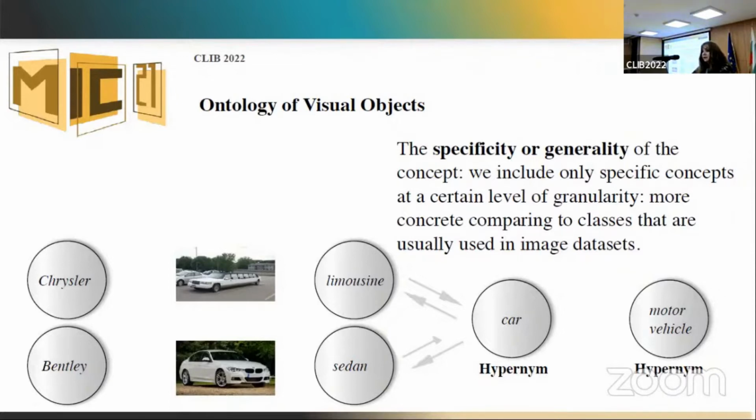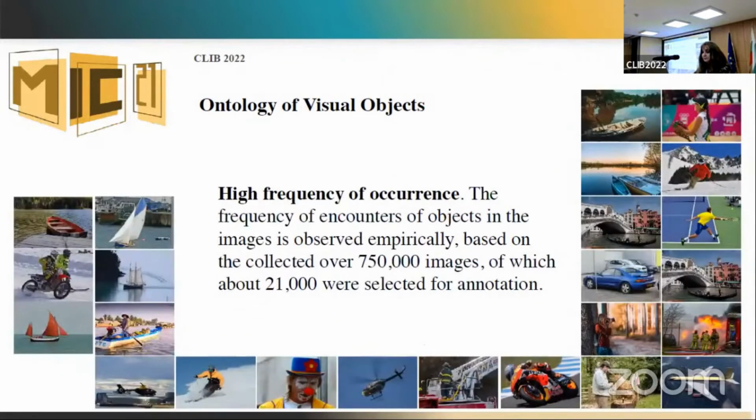in the classification because, for example, we didn't classify cars or limousines by whether they are Chrysler or Mercedes or BMW and so on. Because we should decide the level at which the annotators can easily decide and easily classify particular objects. The other criterion is the high frequency of occurrence.